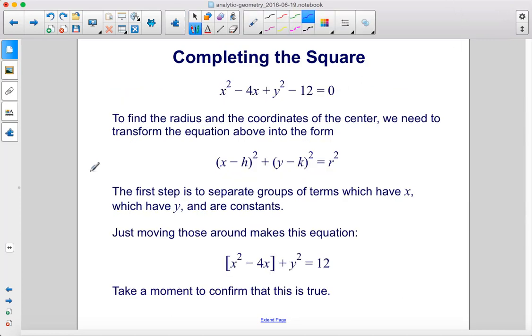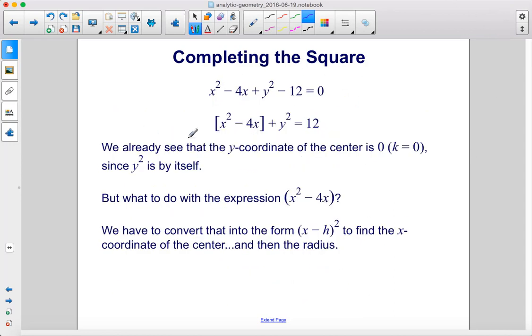To find the radius and the coordinates of the center, we need to transform the equation above into the form (x minus h) squared plus (y minus k) squared equals r squared. The first step is to separate groups of terms which have x, which have y, and are constants. Just moving those around makes this equation (x squared minus 4x) plus y squared equals 12. So we've put brackets here, and we've added 12 to both sides. Take a moment to confirm that this is true.